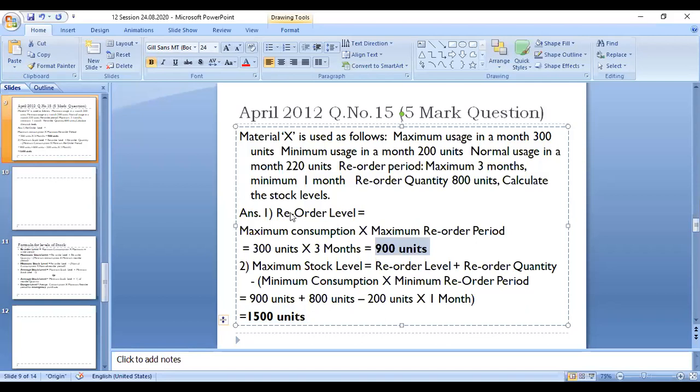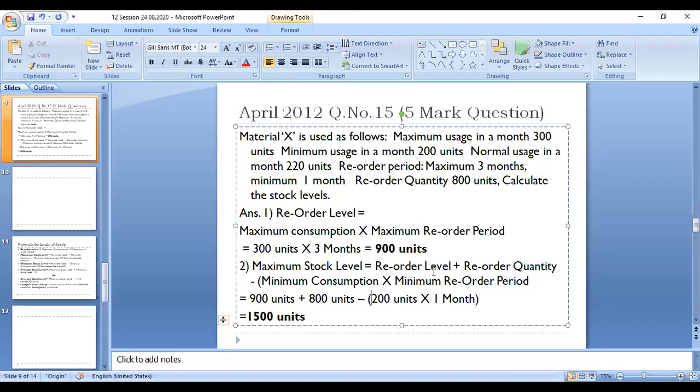The first one is reorder level. So how to calculate reorder level? Maximum consumption into maximum reorder period. Then for the maximum stock level, four figures will be given, and you have to consider those four values. So reorder level is the above answer. Reorder quantity is given in the question, 800 units. Minimum consumption, minimum usage, is 200 into 1 month, which is called the minimum reorder period.